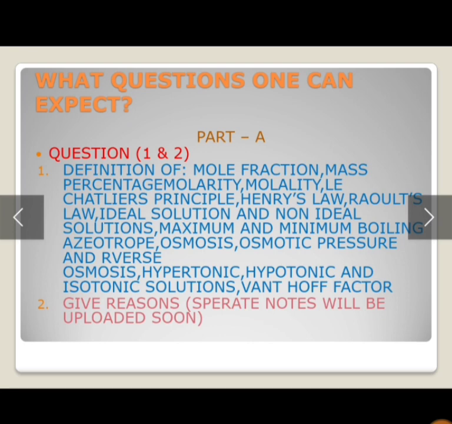Then comes Van't Hoff factor. You need to calculate Van't Hoff factor and you have an equation, Van't Hoff equation. Just go through that, and you will be having association, dissociation regarding Van't Hoff factor.